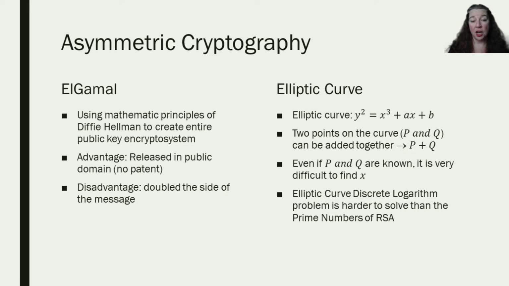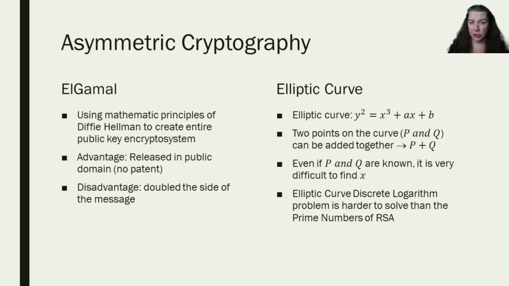A disadvantage of this algorithm was simply that it doubled the size of the message. By using the algorithm, you ended up with twice the size of a message. If the message was small, that wasn't too big of a problem, but if it was a larger message, it would become incompatible to use that large of a message, and therefore to use that algorithm.